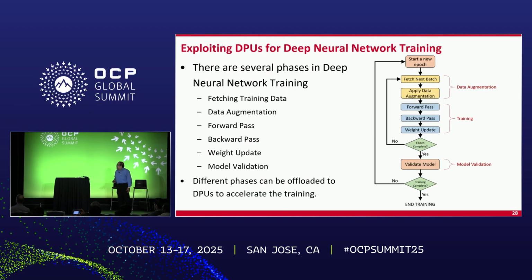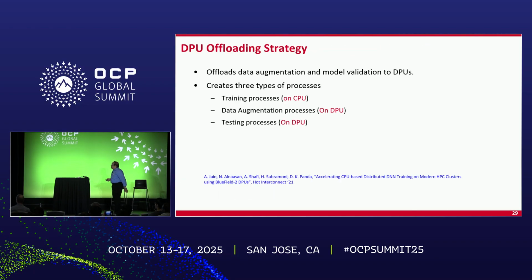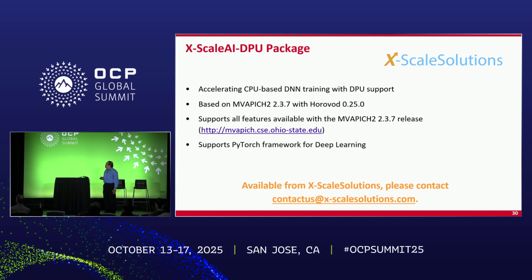And then in DL training, so this is CPU based DL training. If you take a workflow, this is how you will see it: there are some data augmentation steps, then training, model validation. So, all these 6 phases are there. We actually profiled each one of these and tried to see which is the best way to offload, and that is what we came up with. This was a Hot Interconnects 2021 paper saying we can do the training process on CPU, data augmentation on DPU, testing process on DPU, and that also led to a startup company.